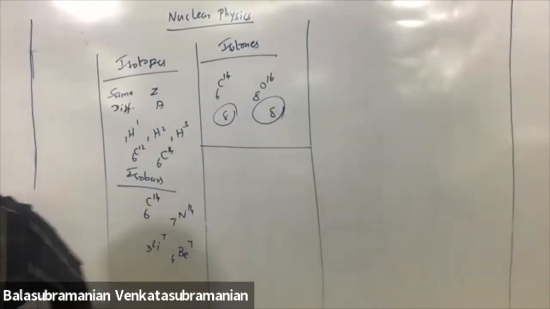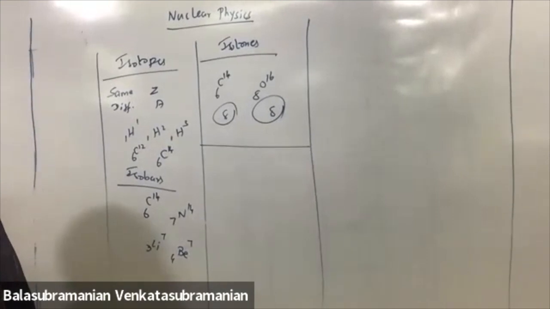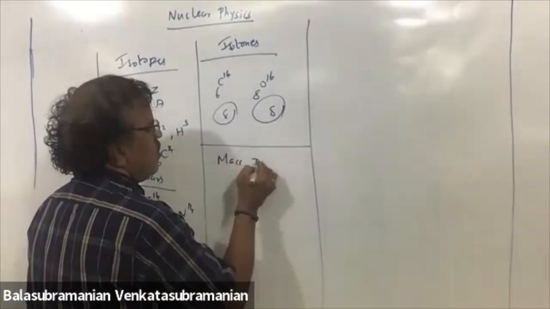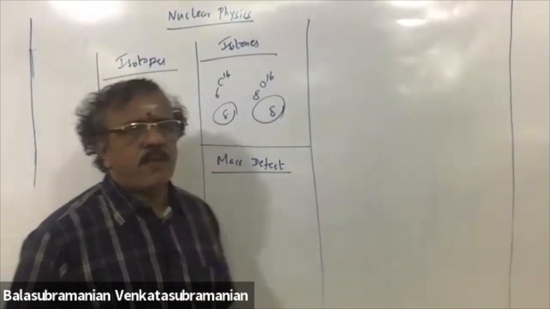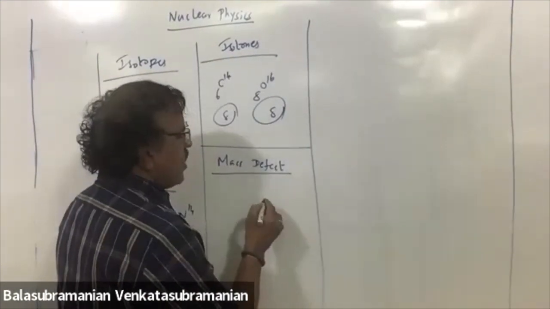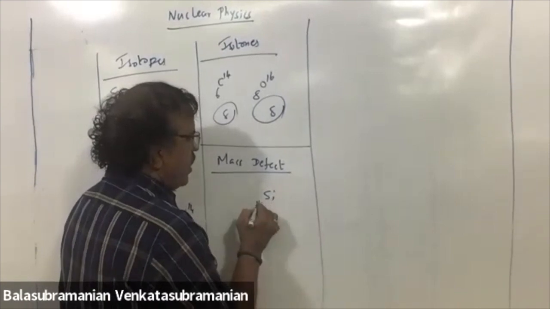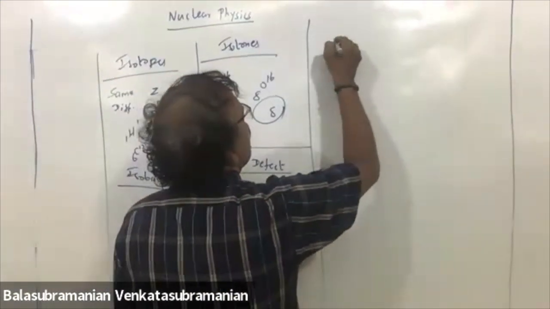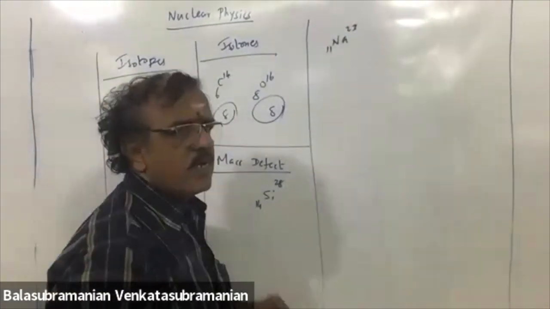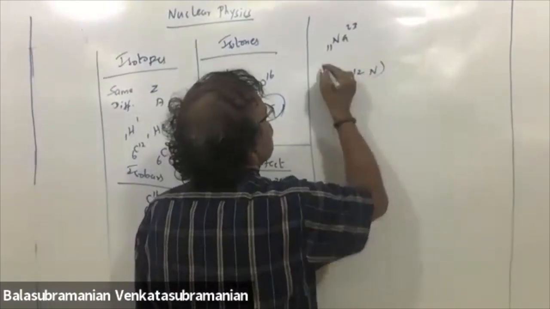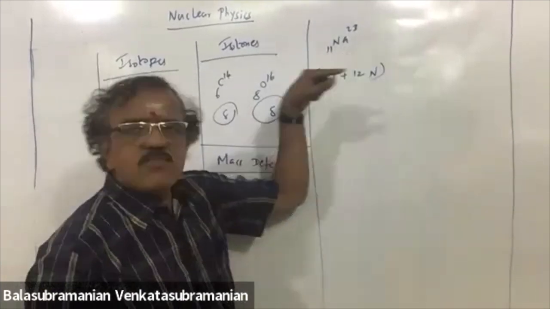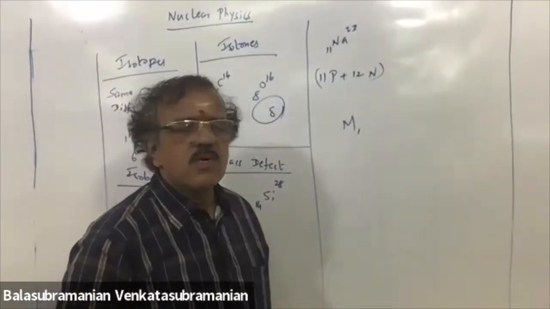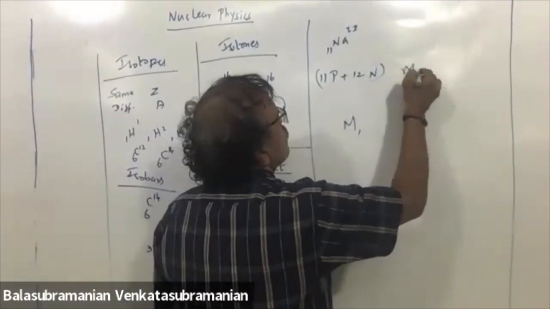Next term. What is called mass defect and what is called binding energy? Mass defect. Consider silicon 14Si28, or sodium 11Na23; any example you take, no problem. So 11 protons plus 12 neutrons you have. The mass of the sodium nucleus, you take it as M1. The mass of 11 protons and 12 neutrons, you take it as M2.